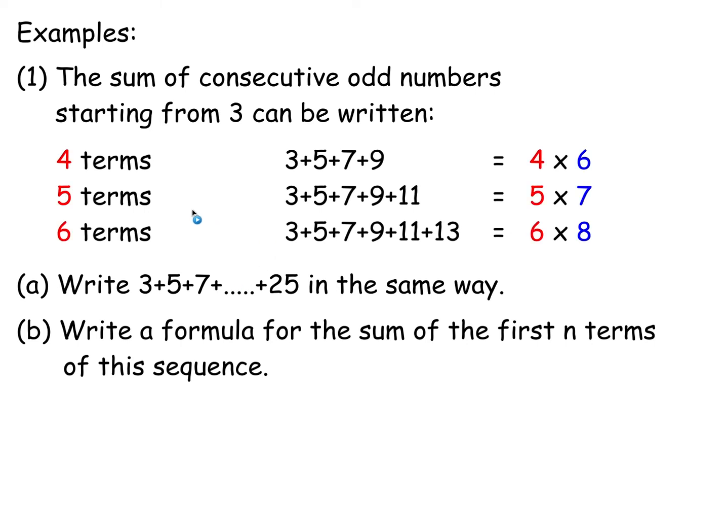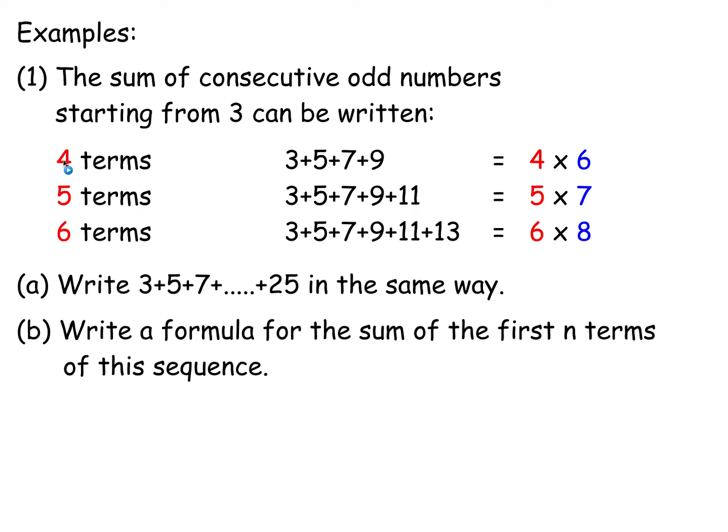So, the first connection to spot is when it's 4 terms, that was 4 times 6. 5 terms, 5 times 7. 6 terms, 6 times 8. That 4, 5, 6 obviously matches that 4, 5, 6. How to get the number of terms here from 3, 5, 7 up to 25? You might spot 4 ending at 9, 5 ending at 11, 6 ending in 13.